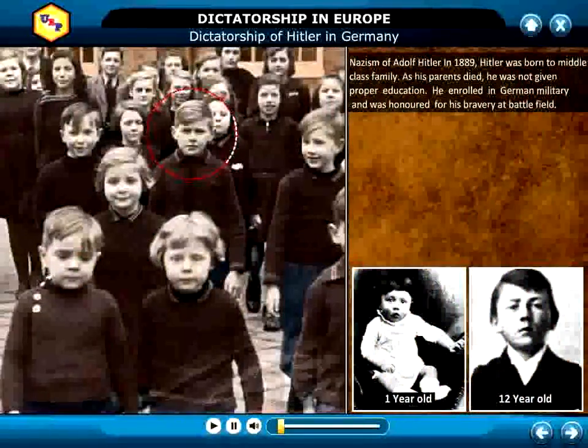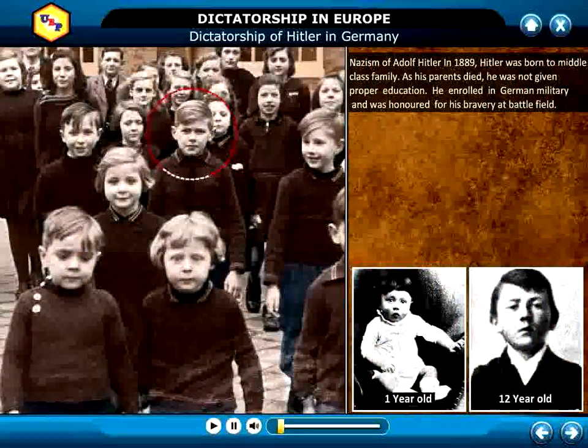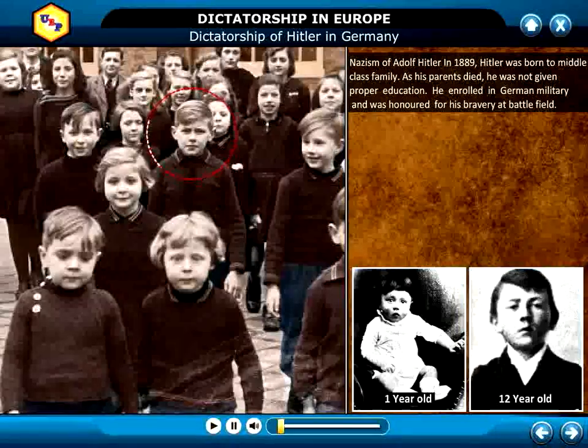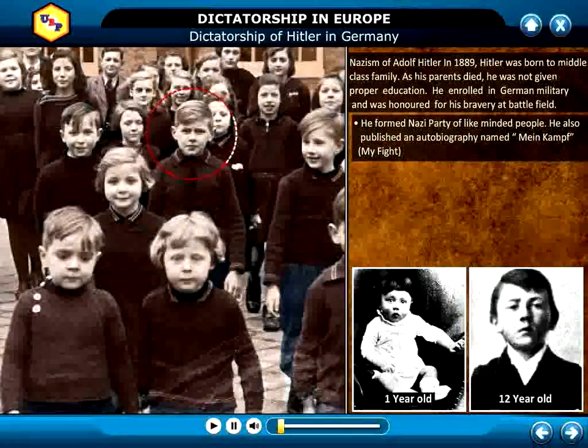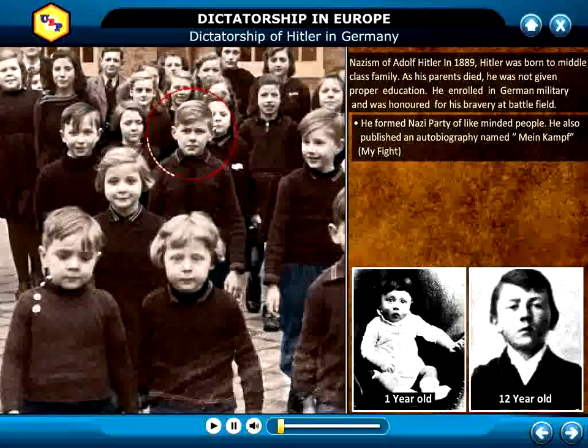Nazism of Adolf Hitler. Hitler was born in 1889 to a middle-class family. As his parents died, he was not given proper education. He enrolled in the German military and was honored for his bravery on the battlefield. He formed the Nazi Party of like-minded people. He also published an autobiography named Mein Kampf, My Fight.